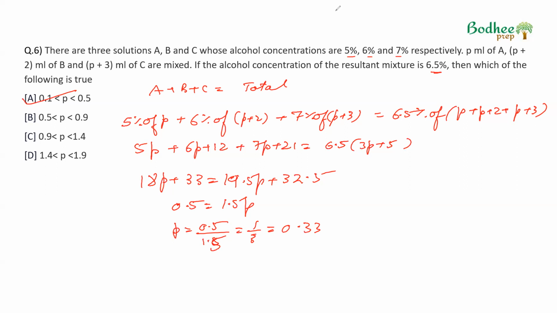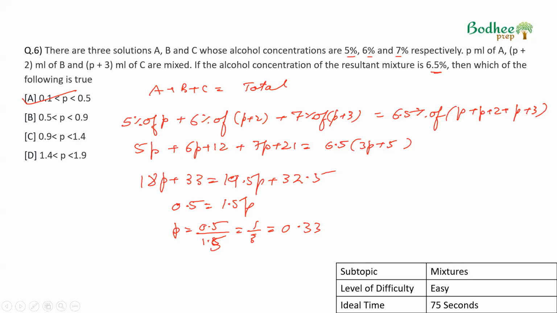Again, in terms of level of difficulty, I would say an easy question should take somewhere around 75 to 90 seconds to solve. Just the equation part is to be done, and then we get the answer.